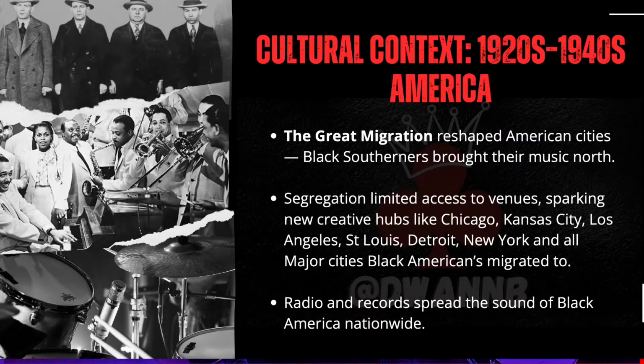Segregation limited access to venues, sparking new creative hubs like Chicago, Kansas City, Los Angeles, St. Louis, Detroit, New York, and all major cities Black Americans migrated to. They like to make you think as if the Harlem Renaissance was just Harlem. Every city that Black Americans lived in had a Renaissance. LA had one on Central Ave, Kansas City, St. Louis, Detroit, Chicago. All of these places went through a Renaissance period in the 20s through the 40s. A new style of Black people after we went through our ethnogenesis and realizing that, hey, we all Black.